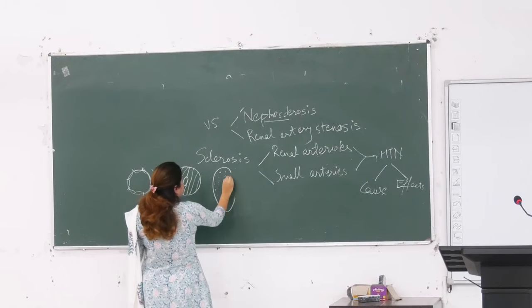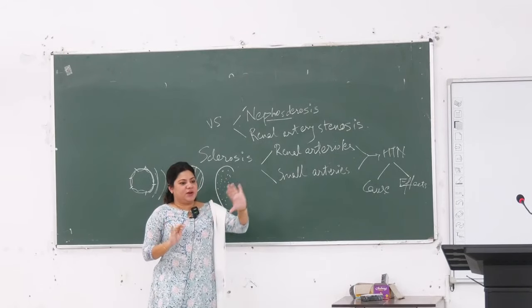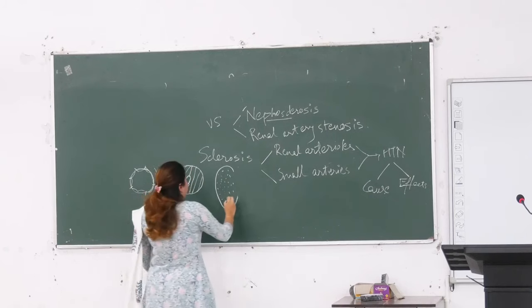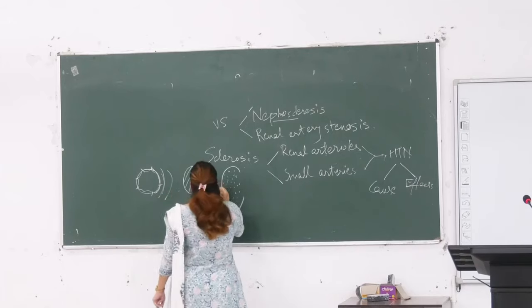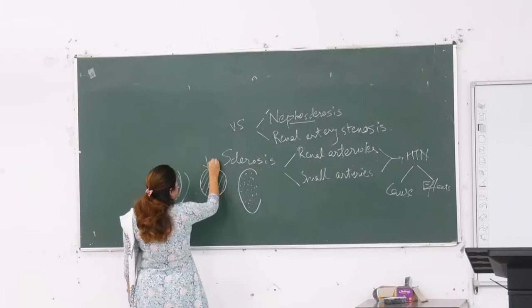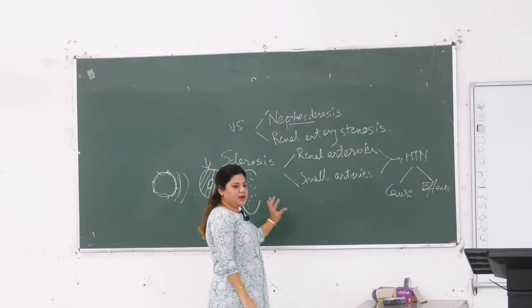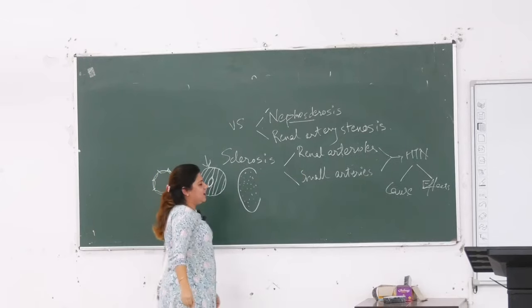You know what is grained leather? Normal leather has a grainy appearance, a kind of texture. And apart from that, glomerulosclerosis, interstitial fibrosis, and the arterioles are hyalinized. The arterioles are small and they are hyalinized.